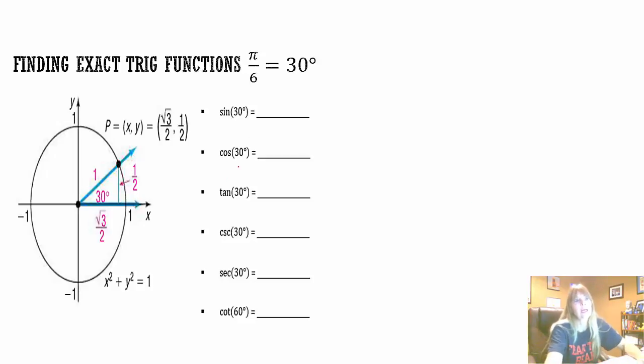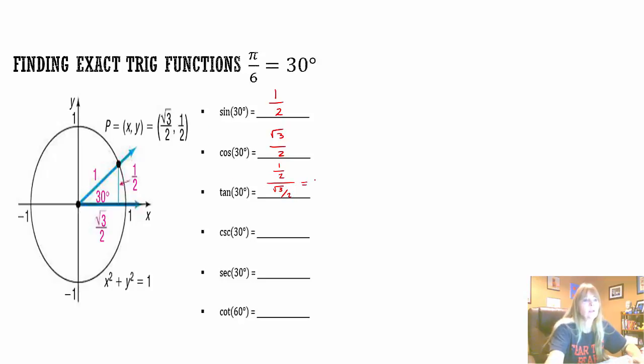So once again, I can find all of these values because the sine is the y, the cosine is the x, the tangent is the y over x.